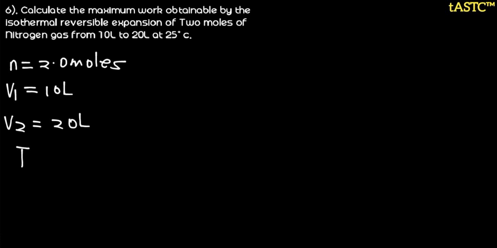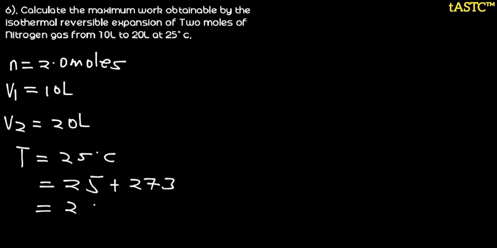And we have the temperature. Temperature is 25 degrees Celsius. But we cannot leave this in its form. Since this is the only temperature which was given to us, this is actually going to be a constant temperature, and hence we have an isothermal process. So we would need to change this to Kelvin temperature. So that is going to be 25 plus 273. So this is going to give us 298 in Kelvin.